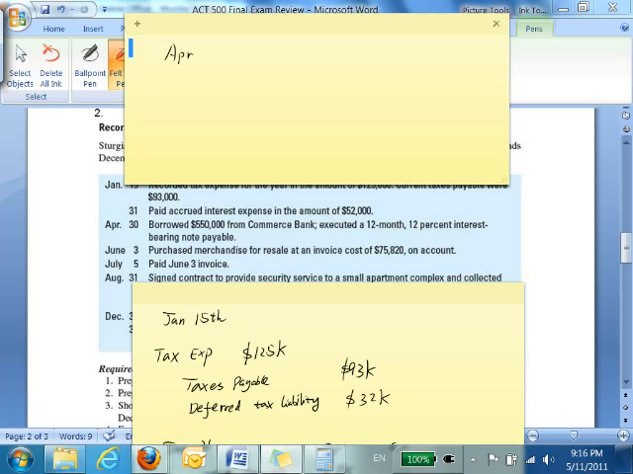Okay, let's see April 30th. On April 30th, they borrowed 550,000 from Commerce Bank. They borrow money, cash will increase, 550K. And in the meantime, notes payable. Okay, they borrowed one note. Liability increase. Remember, any payable is a liability account. Cash increase, liability increase. Okay, for April 30th, we are all set.